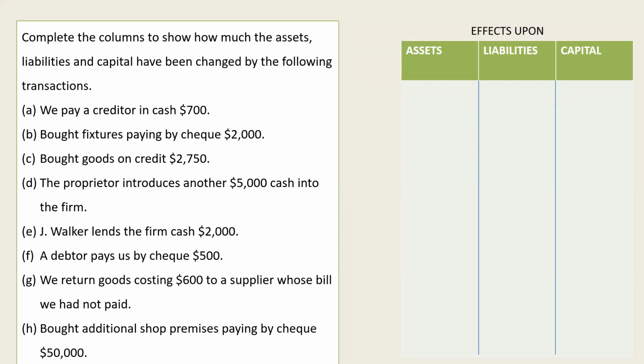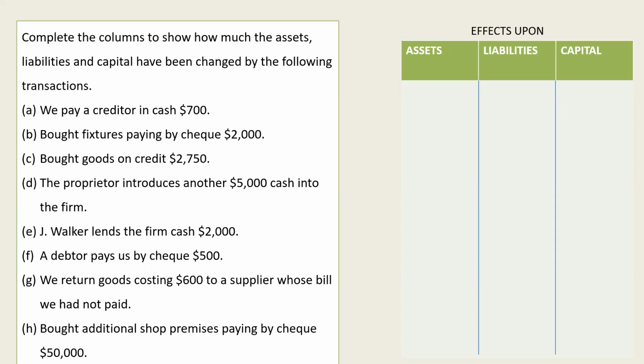All right. D, the proprietor introduces another $5,000 cash into the firm. So the owner is the proprietor. He brings in another $5,000 into his business. So cash is going to be increased for the business. So under asset, you're going to have a plus 5,000 because cash is coming into the business. The owner brings in, or he has more cash coming into the business.